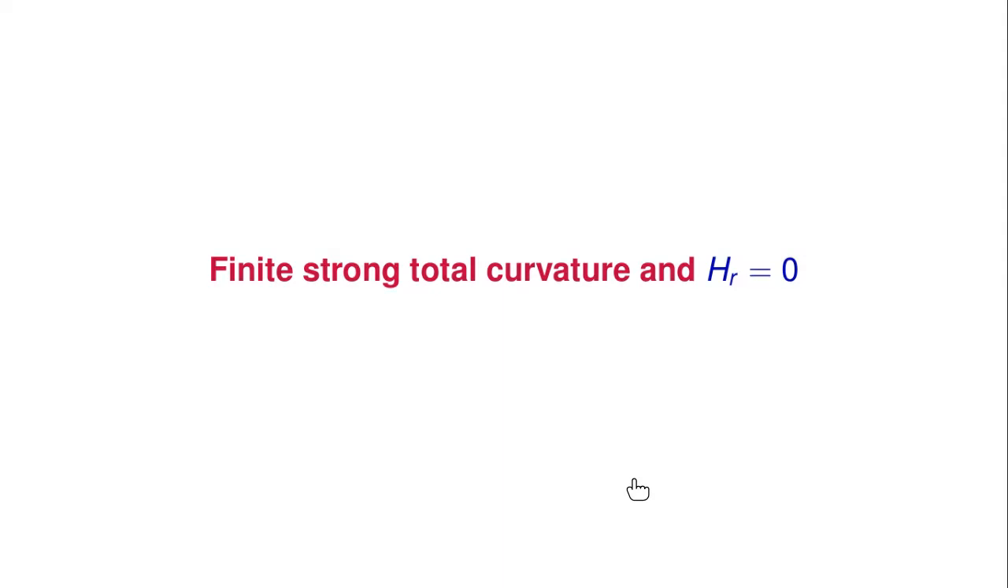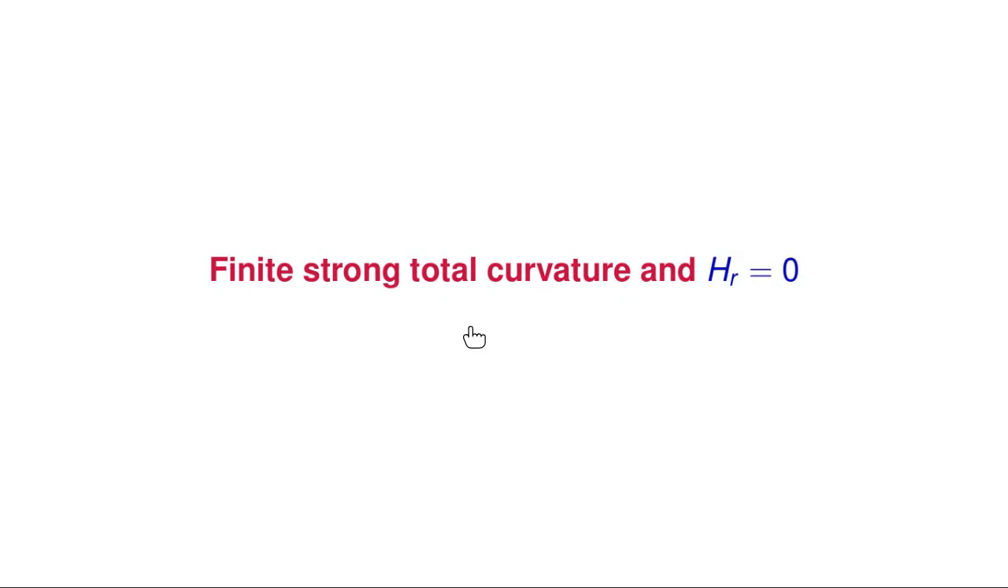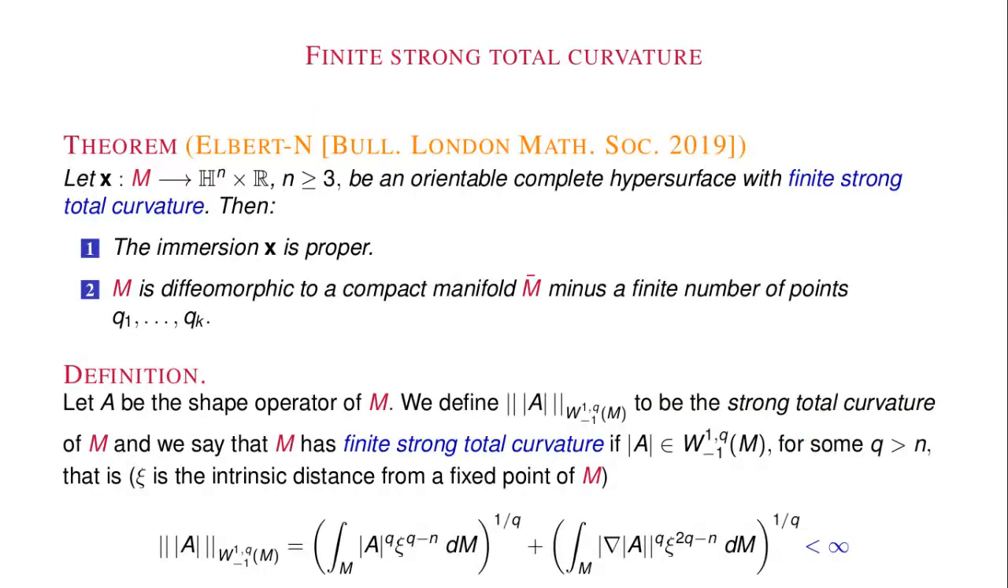Okay, so we have the first part of Osserman's theorem. The manifold is diffeomorphic to a compact manifold minus some points, and you can extend the Gauss map. No, sorry, I was telling you, you can extend the Gauss map. It's wrong. It's not true. I mean, the theorem here is that the immersion is proper. This is easy, and then it's diffeomorphic to a compact manifold minus a finite number of points.